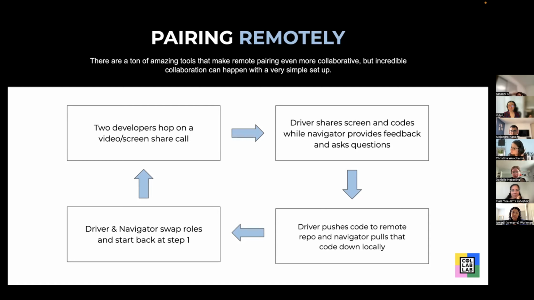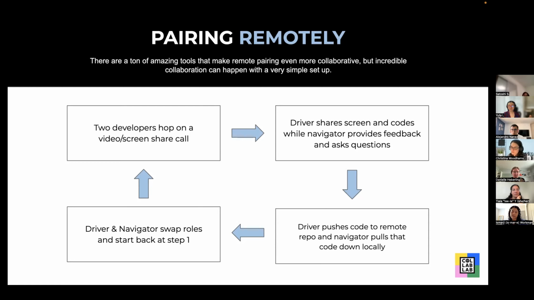So the basic overview of the flow of how this looks is two developers will hop on a video call. You'll talk about who you want to be the driver, who you want to be the navigator. The driver will then share their screen and they will code while the navigator is guiding them with feedback, questions, conversation. And then when you're done, or when you're at a good stopping point, the driver pushes the code up to the remote repo, and then the navigator can pull the code down on their computer.